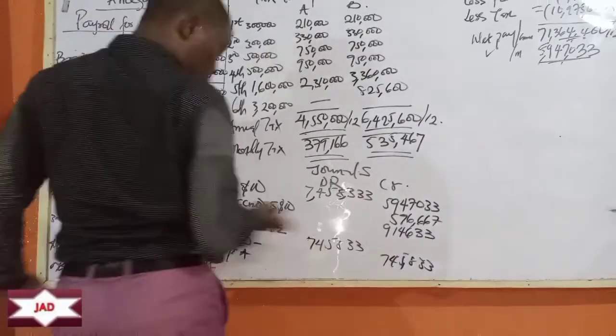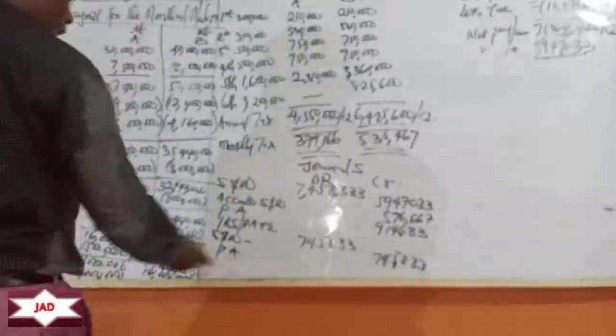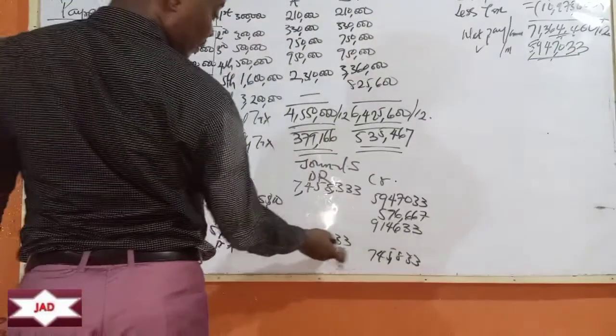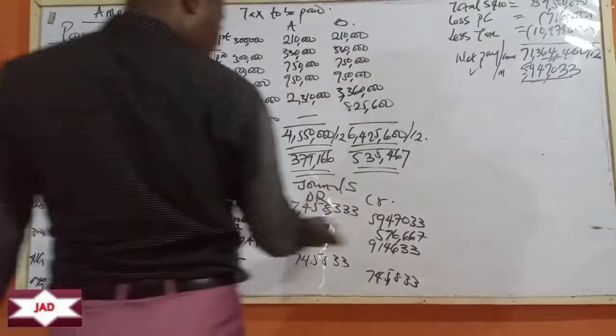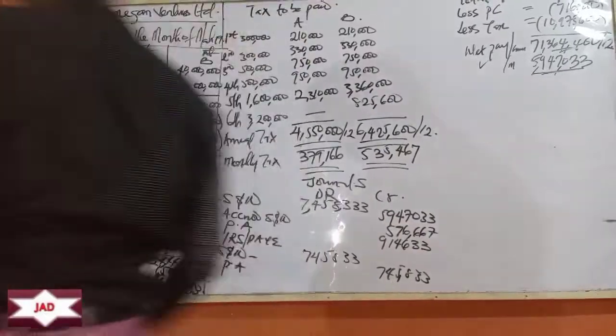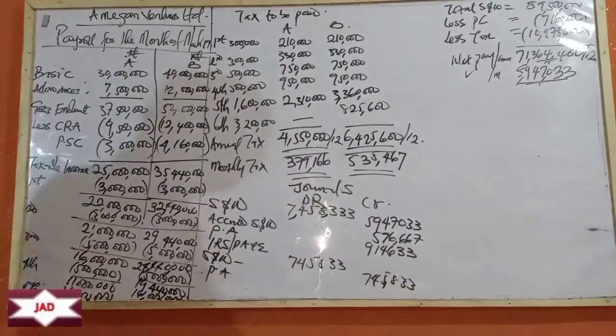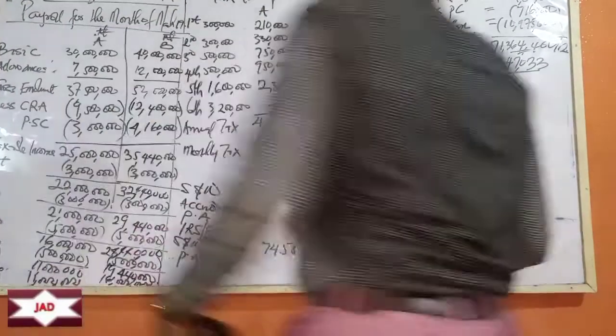So this one is the one that the employer is contributing. This one here is the one that the employee contributed. So the employer is contributing 745,833. The employees are contributing 596,667. So that is the journal. So after the journal, they say we should do the extended trial balance.